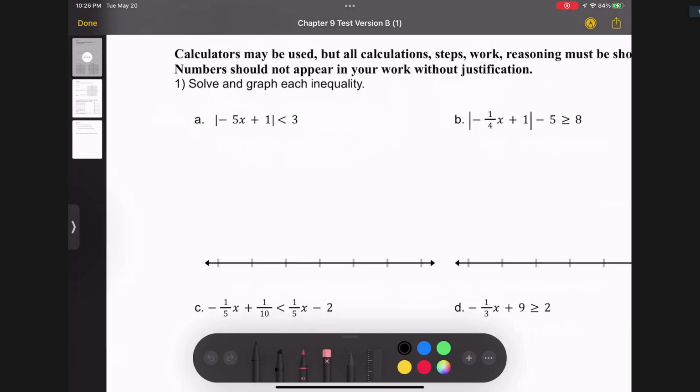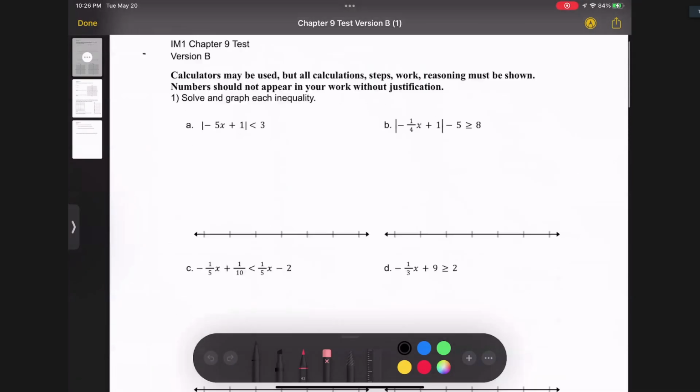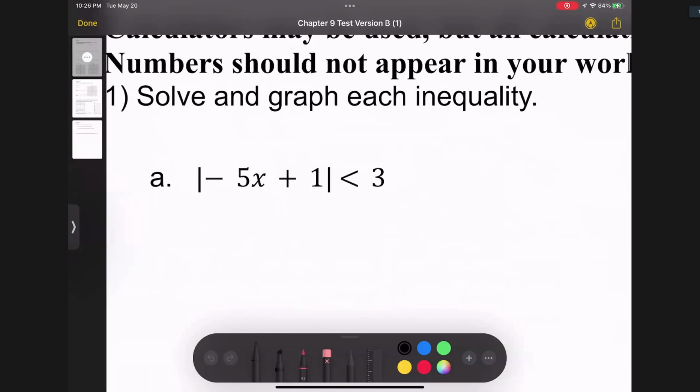Now, same thing. I want to go over the problems. I'm going to go quickly. Again, you have to do plus or minus. You have to get the absolute value by itself. You're going to have -5.